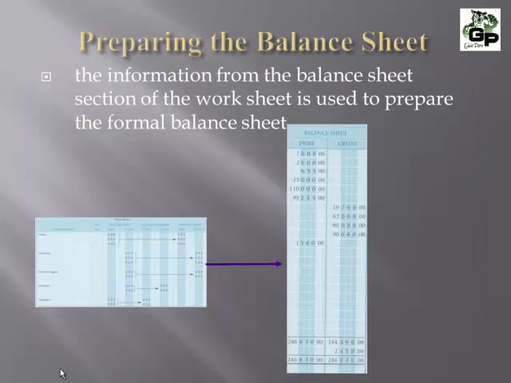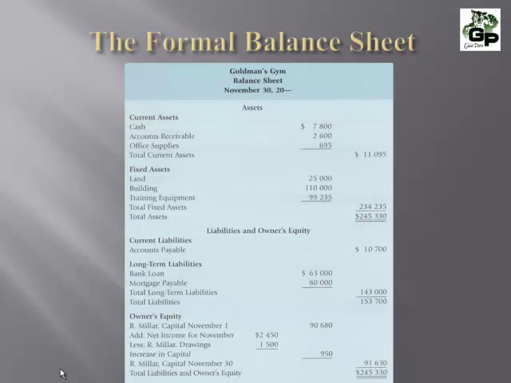Similarly, we take all the information from the balance sheet section of the worksheet and we apply it to a formal balance sheet. In this example, we have all the assets, the liabilities and the equity accounts, and we complete a formal balance sheet based on the balances in those particular accounts.